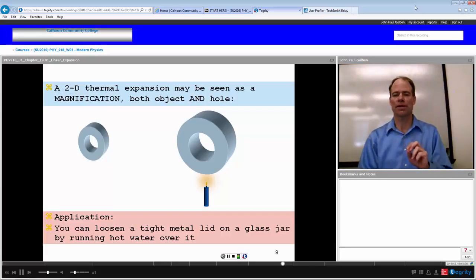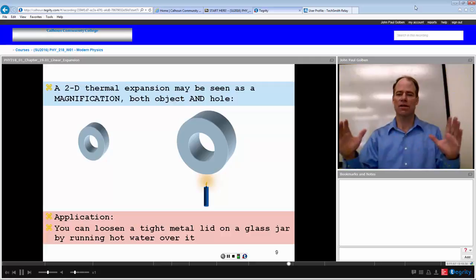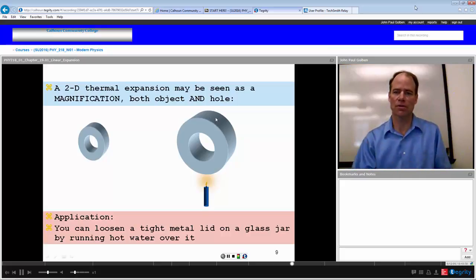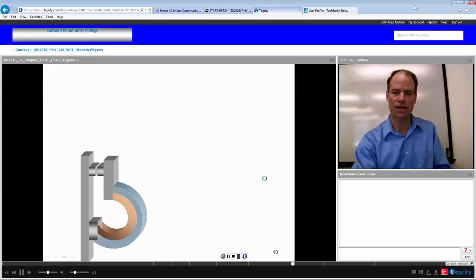Another point here: we're talking about a two-dimensional expansion in this particular case of the hole. Any one dimension, though, on this object will expand according to the linear expansion coefficient. So if I were thinking about the diameter of this hole, I could find out how much the diameter expanded by using the linear expansion, as opposed to what we're going to calculate for the area expansion.